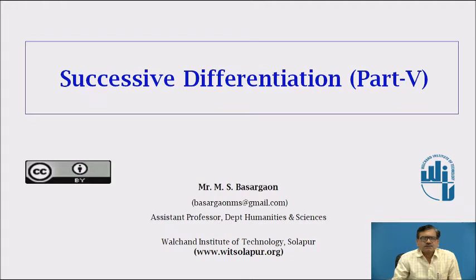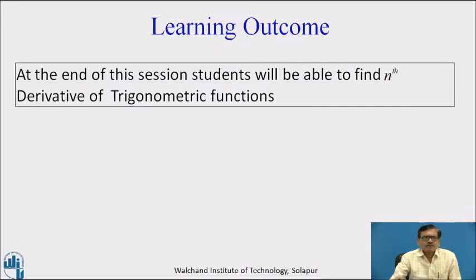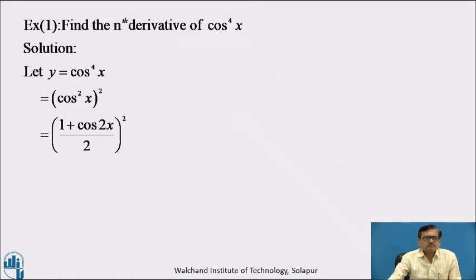In this session, we are going to discuss successive differentiation part 5. Learning outcome: at the end of this session, students will be able to find nth derivatives of trigonometric functions. Now we will see the example. Find the nth derivative of cos^4 x.